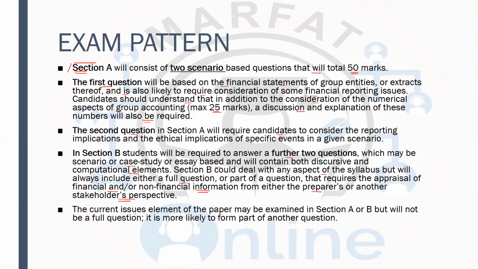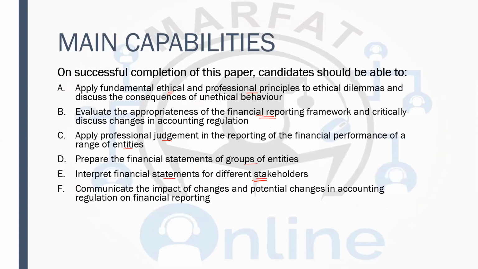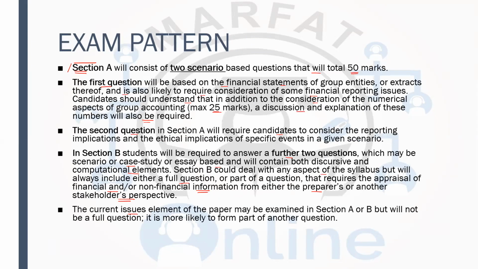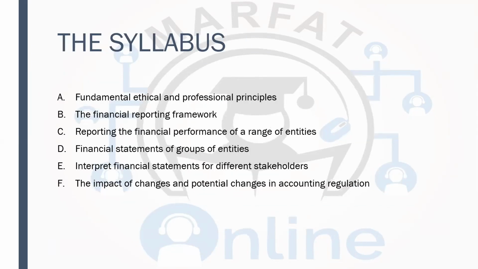And from either the preparers' or the stakeholders' perspective, that means in the interpretation. And then you have the current issues element as well, which can be tested as a part, but not a full question. So obviously these areas. So we have questions 1 and 2, one from group accounting, with other parts attached to it. And then we have the other things in section B, which includes the interpretation and the other things.